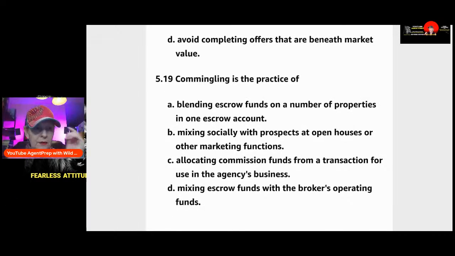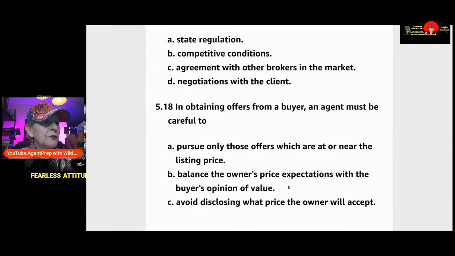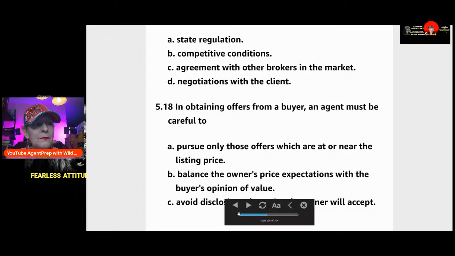So let's see, several of you answered B. Balance the owner's price expectations, opinion of value. No, no, no. We don't have buyer's opinion of value. In obtaining offers from a buyer, an agent must be careful to avoid disclosing what the owner will accept.